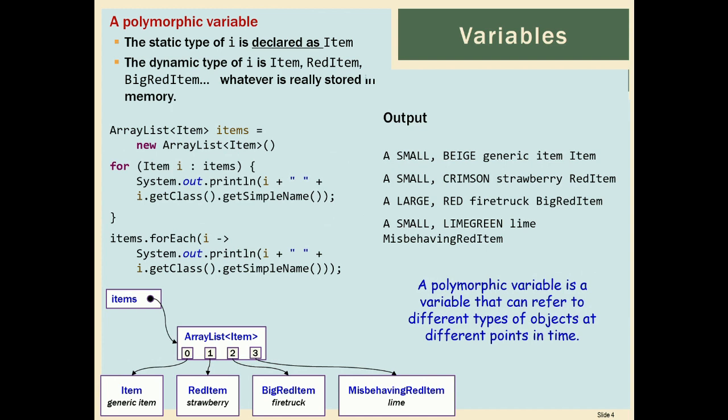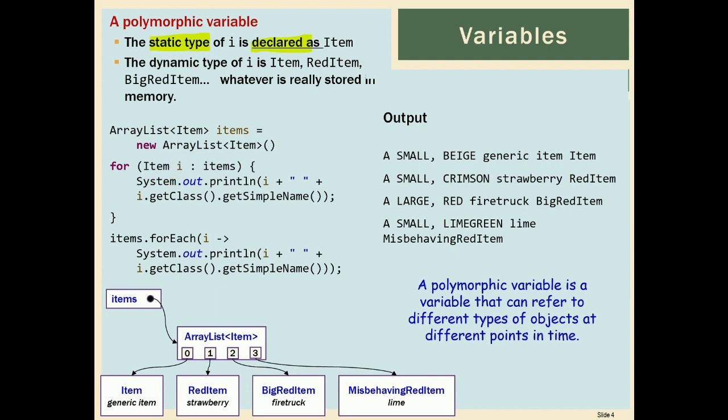There's something else we want to discuss, though, and that is the distinction between a static type and a dynamic type. So let's start with static type. The static type of a variable is the type that it was declared as. So if I were to look at I, we can see that I was declared as an item.